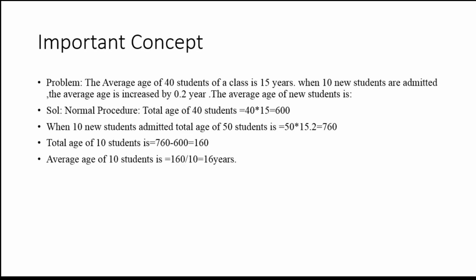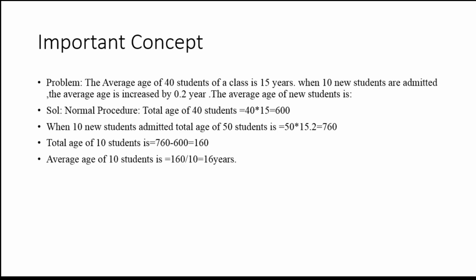So when 10 new students are admitted, if I say your classroom is having 40 students and 10 new students come into your class, what is your strength? 50. So the new observations are 50 and they are saying that average age is increased by 0.2 years. So the existing average 15, now it is 15.2. So total age of 50 students is 15.2 into 50, that is 760.